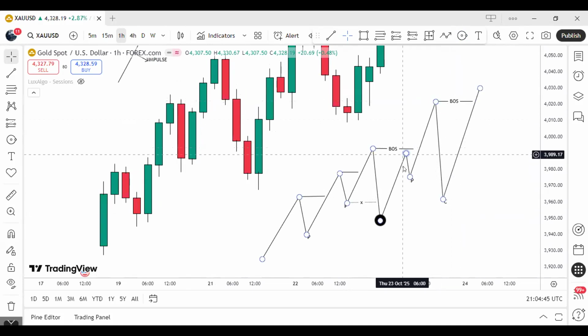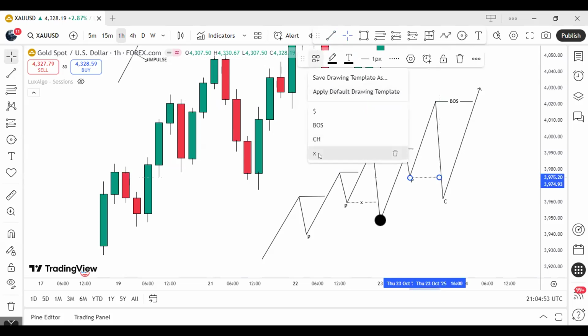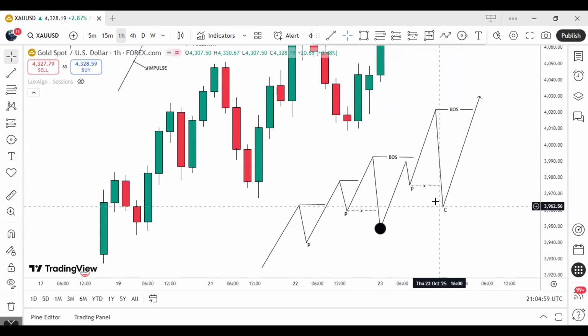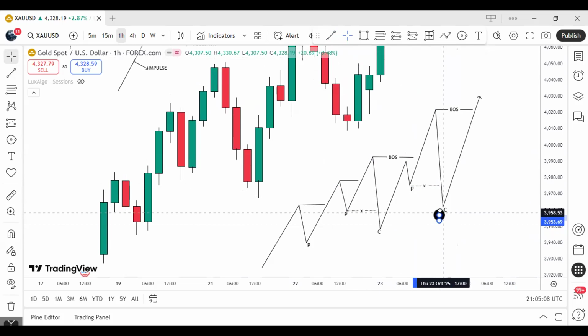Why? Because it took out this pullback here. All right? Simple and short. So this is now a corrective move. All right. So our strong low has now moved from here. You can call it higher low, right? You can call it strong low or higher low, whichever one is okay for you.